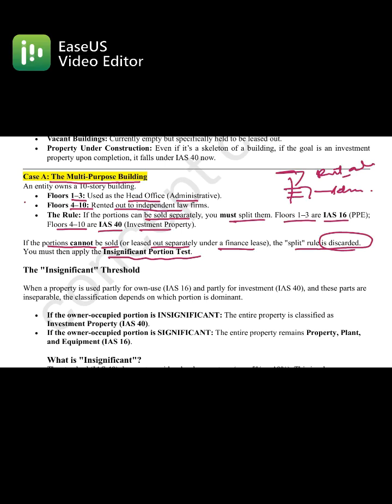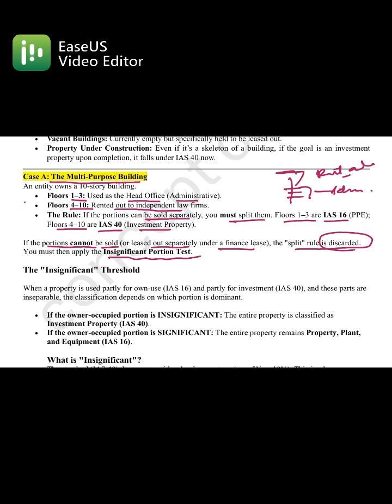Now if you cannot split it, meaning the building parts cannot be sold or leased out separately, then what you do is check which side is bigger, which use is dominant. So here we have an insignificance threshold test, and we have to apply that test. If the office use is small, insignificant, then the whole building, you will have to apply IAS 40.